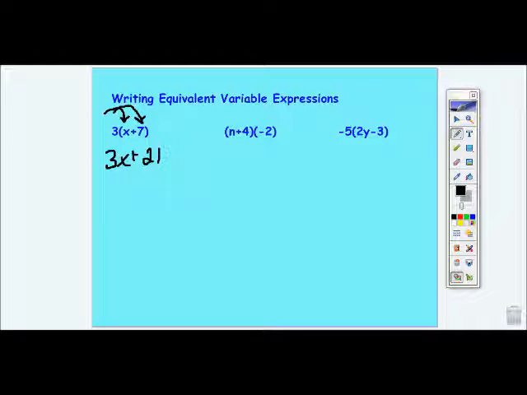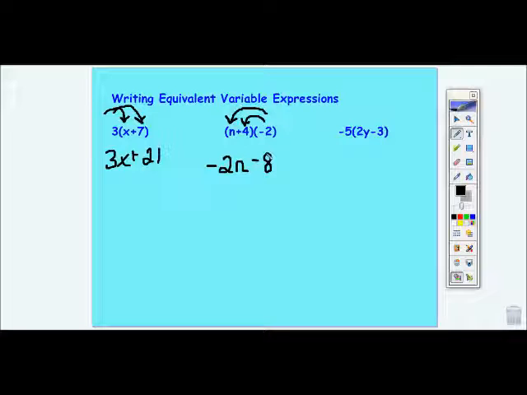Now, I'm going to do mine slightly different than the example in the book, and I'm still going to use my single term as the distributor. So I'm going to do -2 times n first, and then I'm going to do my -2 times 4, and that's going to give me -8. Now, my operational symbol comes from the negative times the positive in that case.